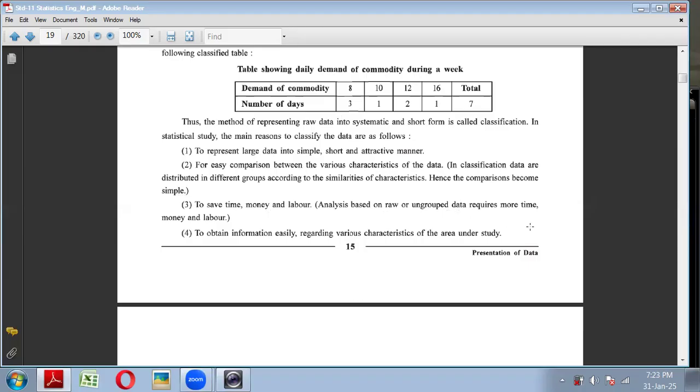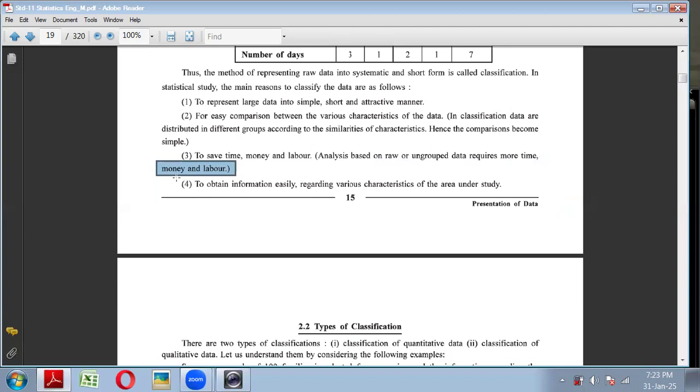The third thing is that when this kind of data is presented in a classified form, it will save time, money, and labor, isn't it? Because if the same kind of data is represented in sentence form, you will require more time, more money, and more labor, right?